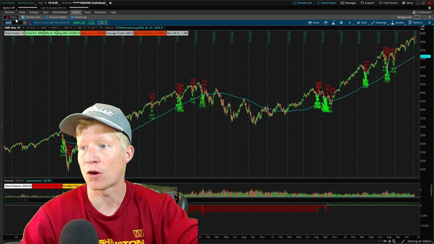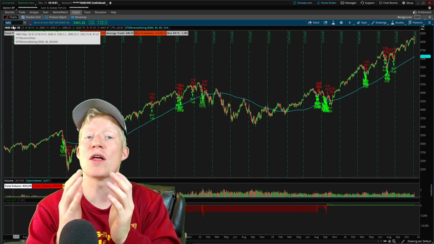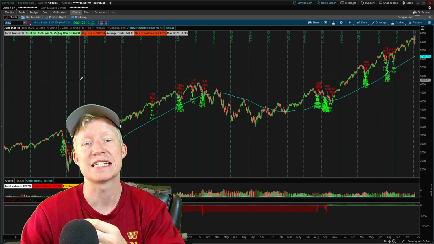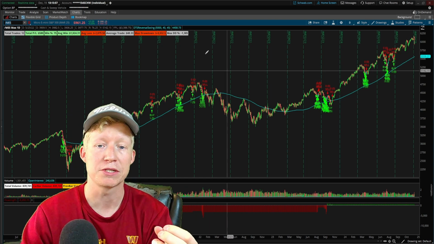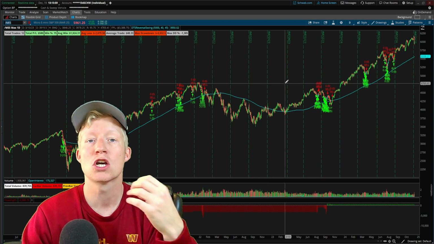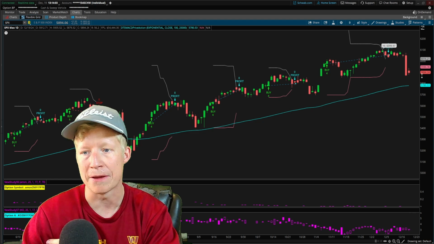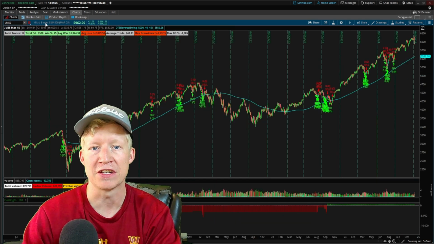What this is, being /MES, by the way, what this is now, the contract value, instead of being 50 times, is now only 5 times. So each one of these contracts costs about $29,500, while the S&P is trading at $5,900.